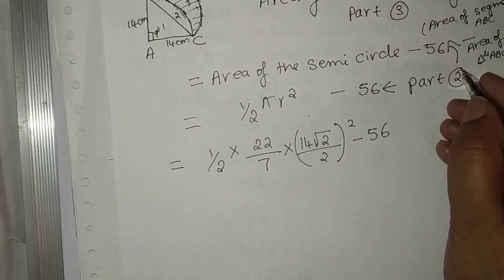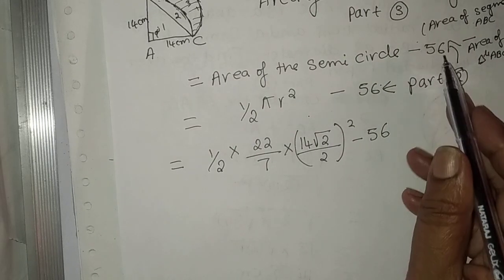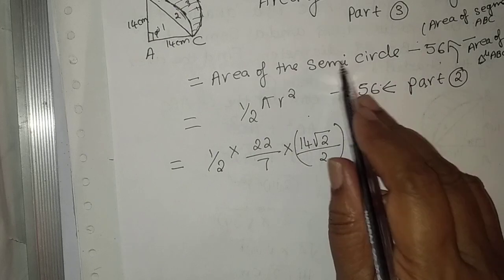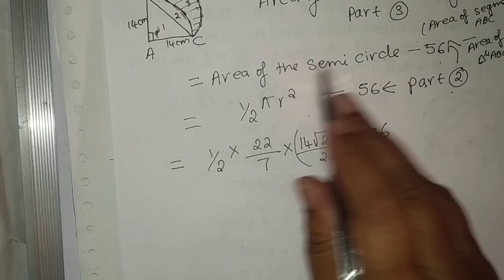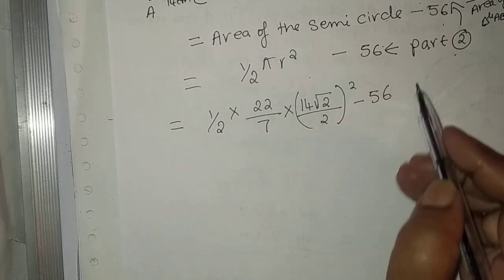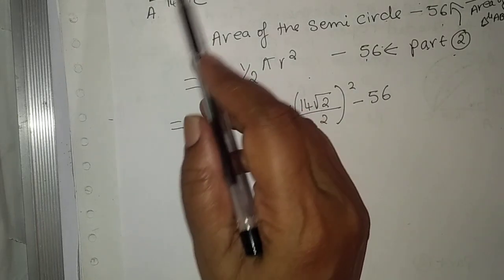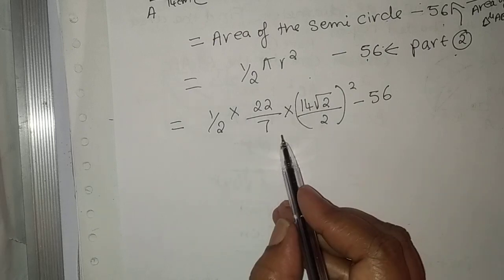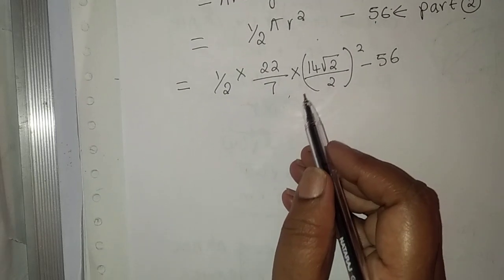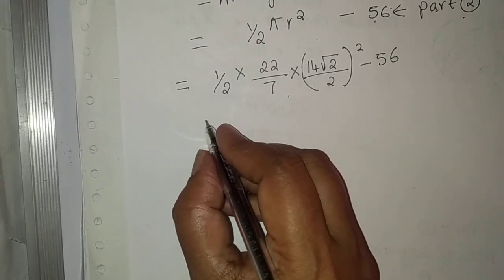Therefore this is part 2. Part 2 we have substituted here, that is area of semicircle minus part 2. Part 2 what we got the value is 56 square centimeters. We'll substitute here. So this minus this, now semicircle we are substituting the values. After this we have to simplify this.